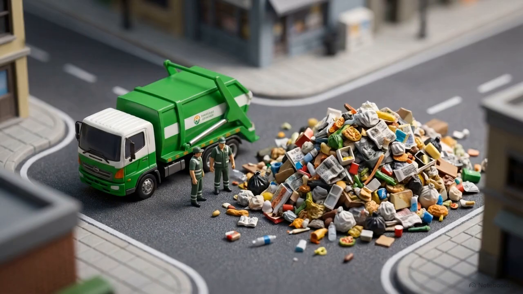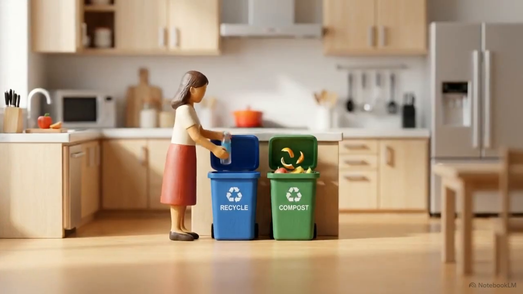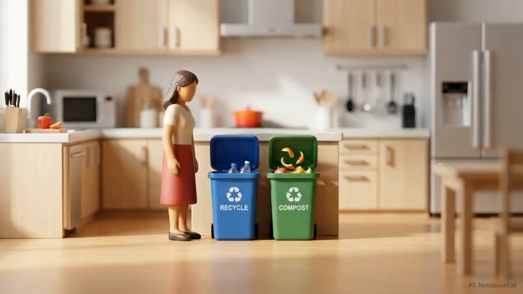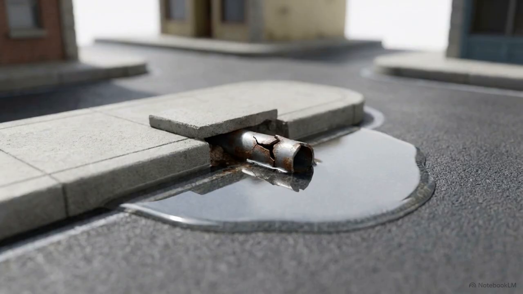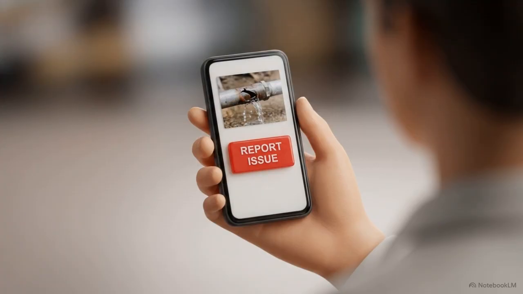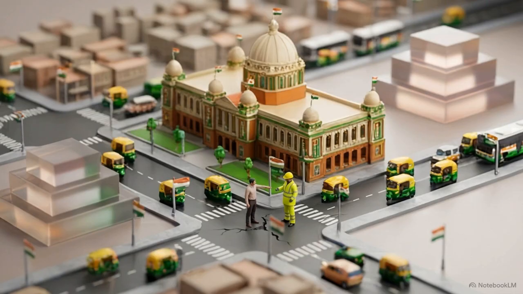Because the local body has limited resources, it relies on citizens doing their part. Simple civic duties, like accurately segregating your wet and dry waste at home, save the city massive amounts of time and money. If something does break down, you have the tools to flag it. Using grievance apps on your phone or directly contacting your councillor, you can immediately report a burst pipe or an illegal garbage dump. The local government is an active partnership.